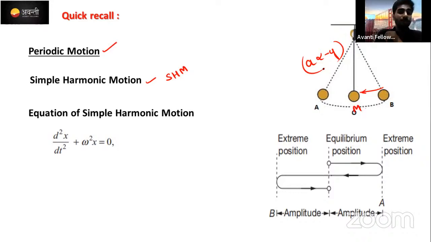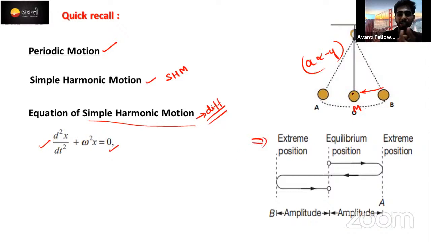And later on, we solved one equation, actually a differential equation. Which equation? The differential equation for SHM, simple harmonic motion. What was it? d2x by dt square plus omega square x is equal to 0. Clear enough? Okay, here I gave an analogy also.